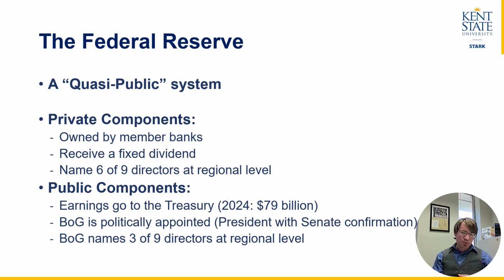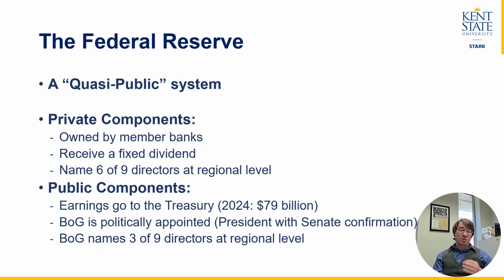It is also true that the member banks in that system name 6 out of the 9 directors at the regional level. So every region has 9 directors. 3 of those are from banking, 3 are leaders from industry or labor, and then 3 are considered the public directors. So those first 2 groups, a total of 6 out of the 9 directors, are appointed by the member banks.